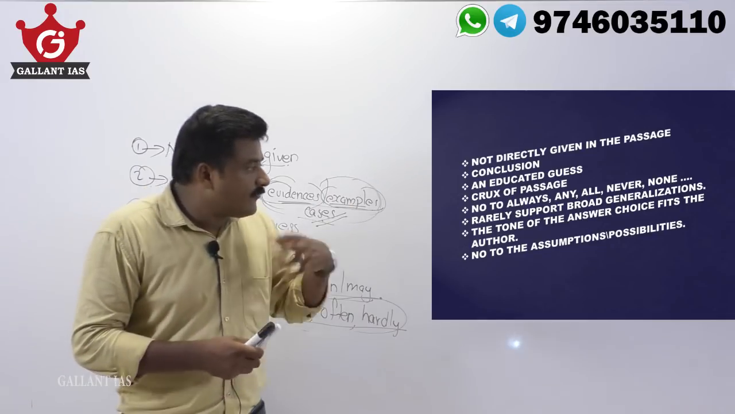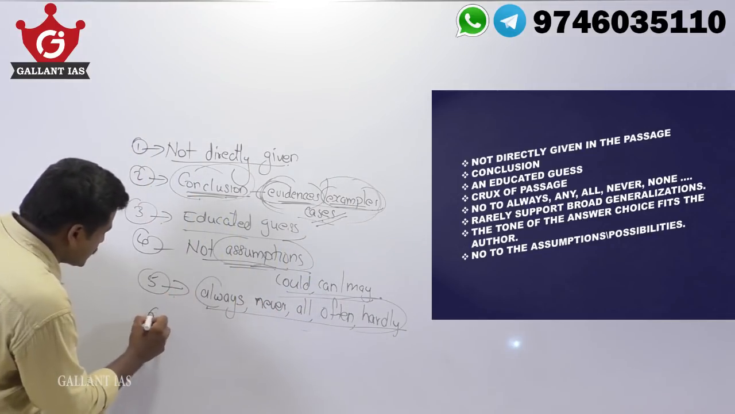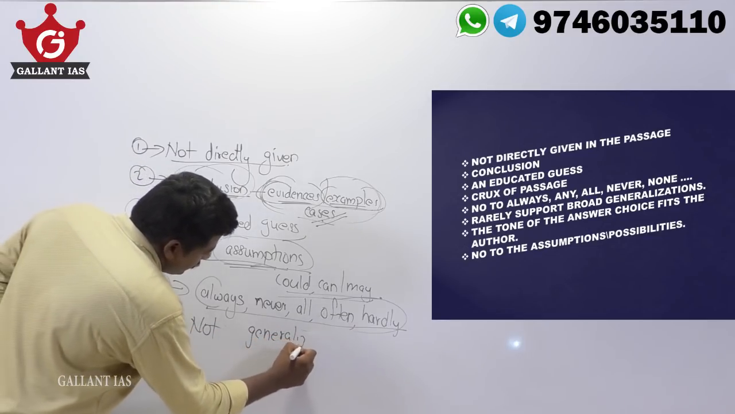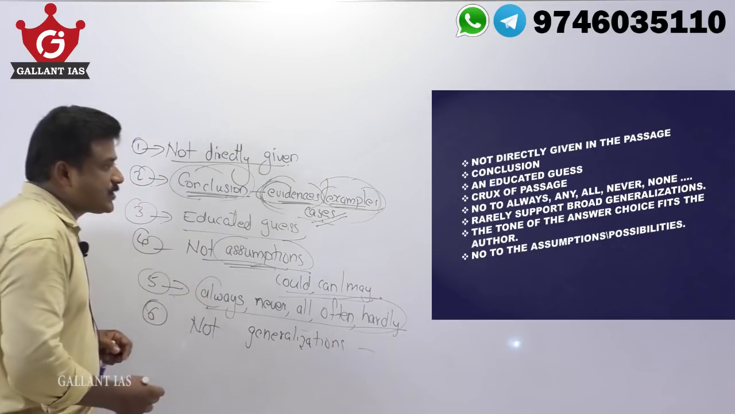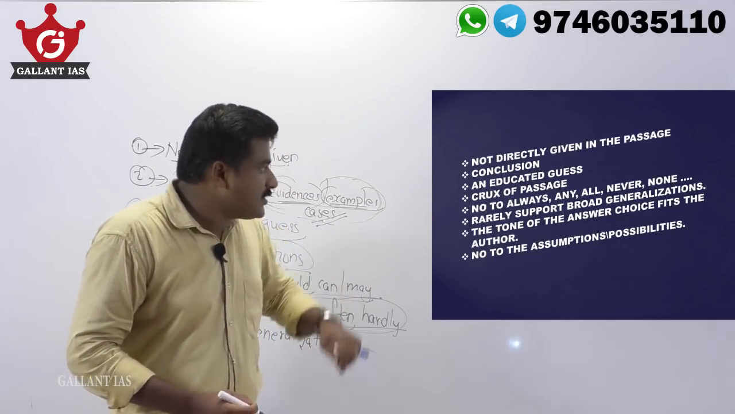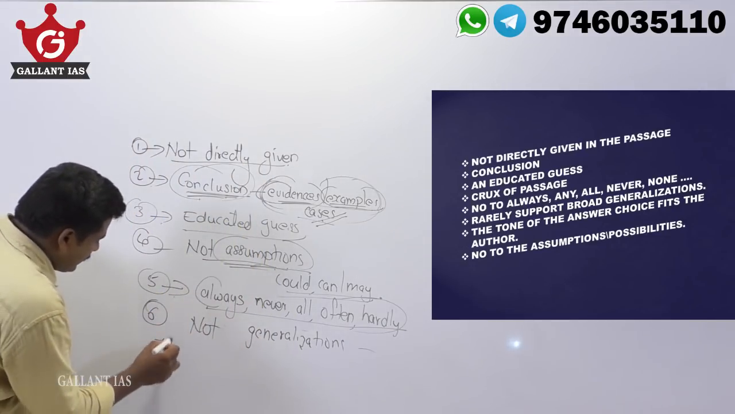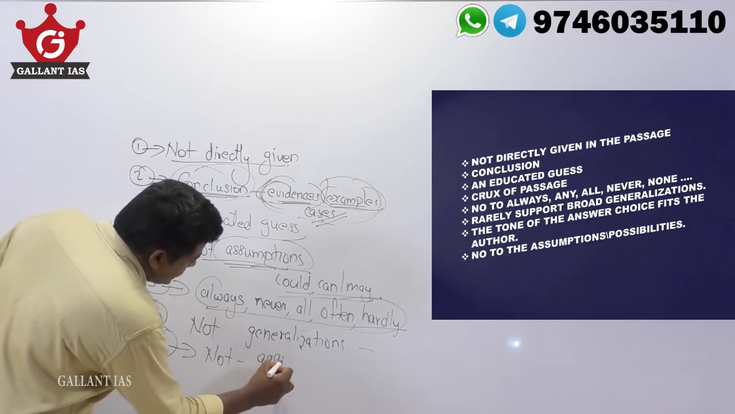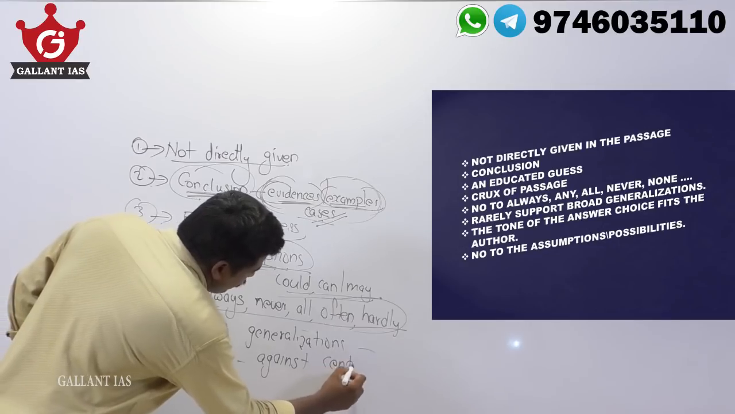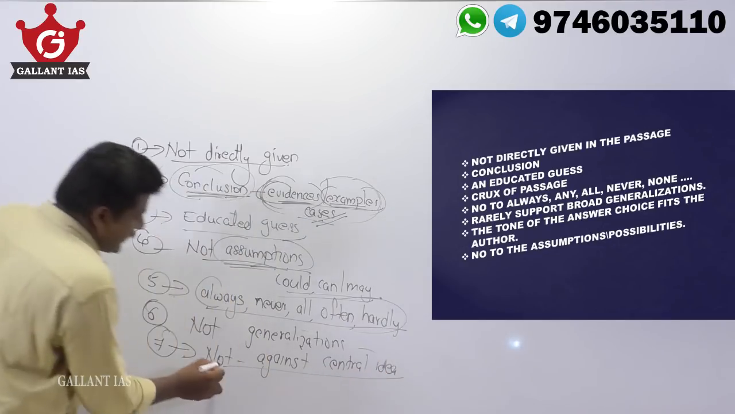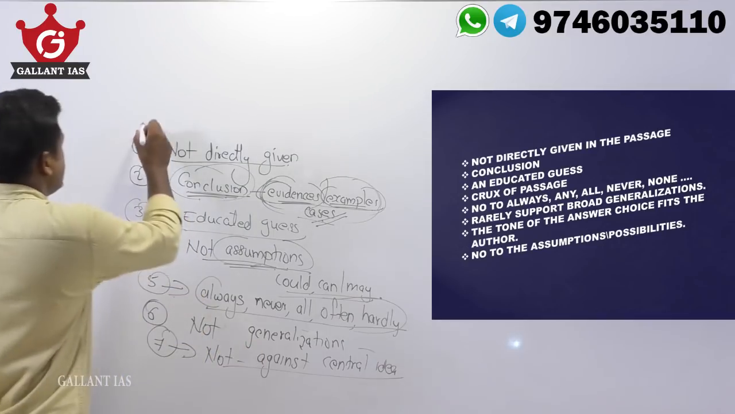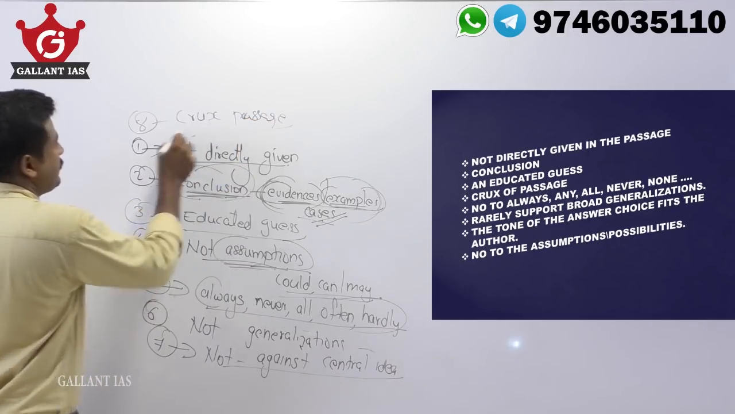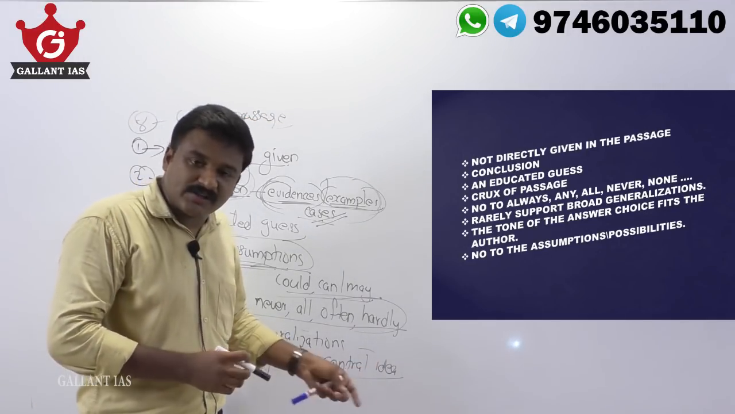Again, inferences will not be broader generalizations. They are not at all generalizations, which you also take care of. And this is the seventh point: this is not against the central idea of the passage. This can sometimes be the crux of the passage. This is not against the central idea of the passage.